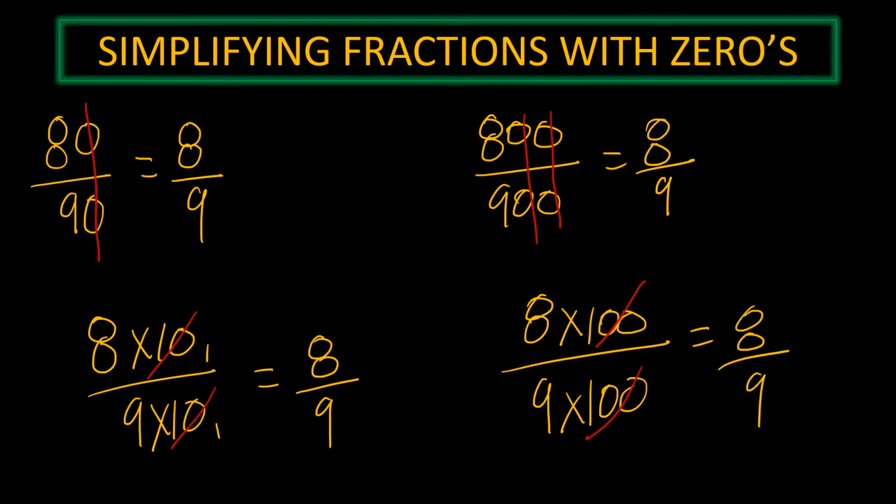So in this lecture, our numerator and our denominator are going to end in zeros, and so we'll just be able to cancel them like so, because they'll be multiplied by 10, 100, or even 1,000.